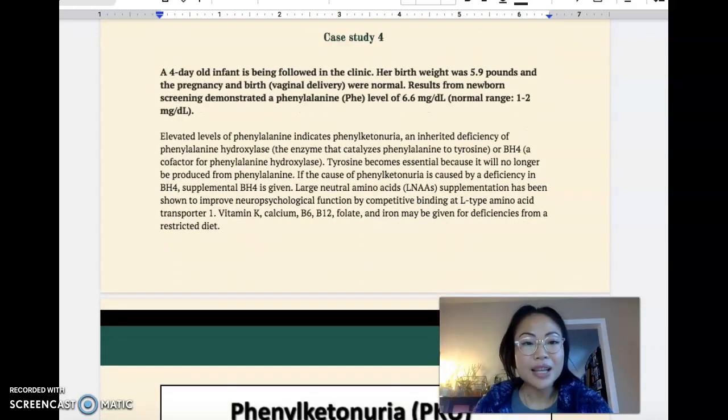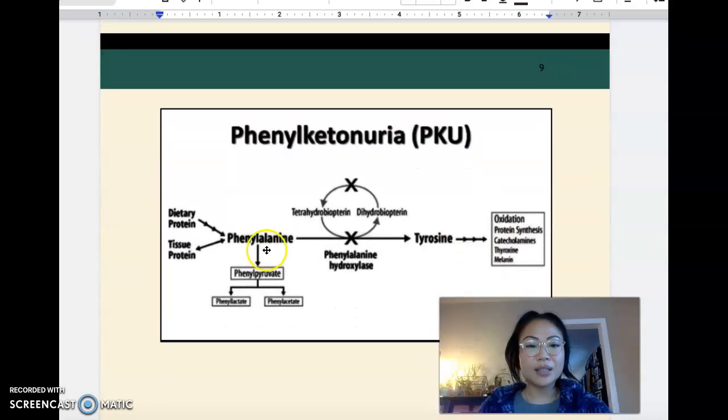All right, so the last case study here, we have a 4-day-old infant being followed in the clinic. Her birth weight is 5.9 pounds, and the pregnancy and birth were normal. Results from newborn screening demonstrate a phenylalanine level of 6.6, which is pretty high. So elevated phenylalanine indicates a disorder called phenylketonuria, which is an inherited deficiency of phenylalanine hydroxylase. That's the enzyme that catalyzes phenylalanine into tyrosine, this guy right here.